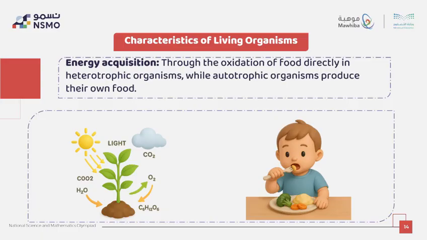They oxidize food molecules like glucose in cellular respiration to release energy. On the other hand, as we see here, autotrophic organisms can produce their own food from simple substances, like plants, by a mechanism called photosynthesis.